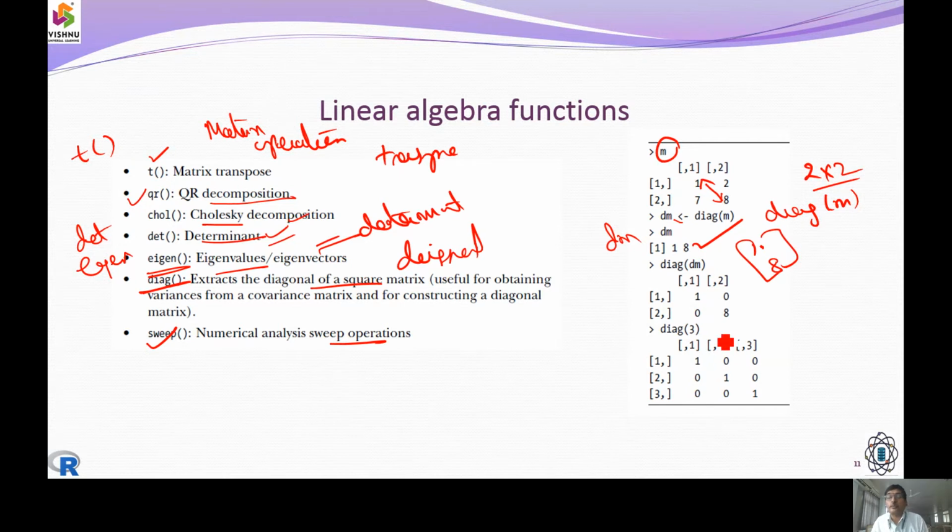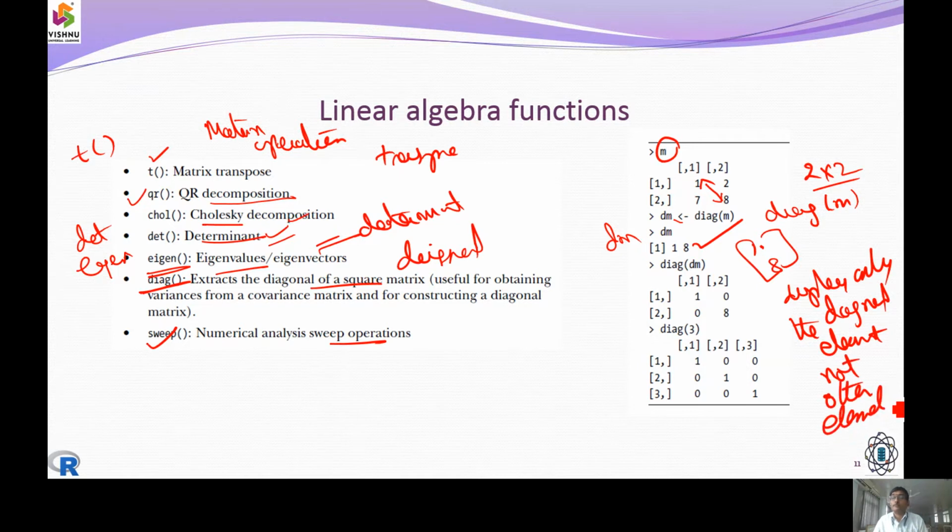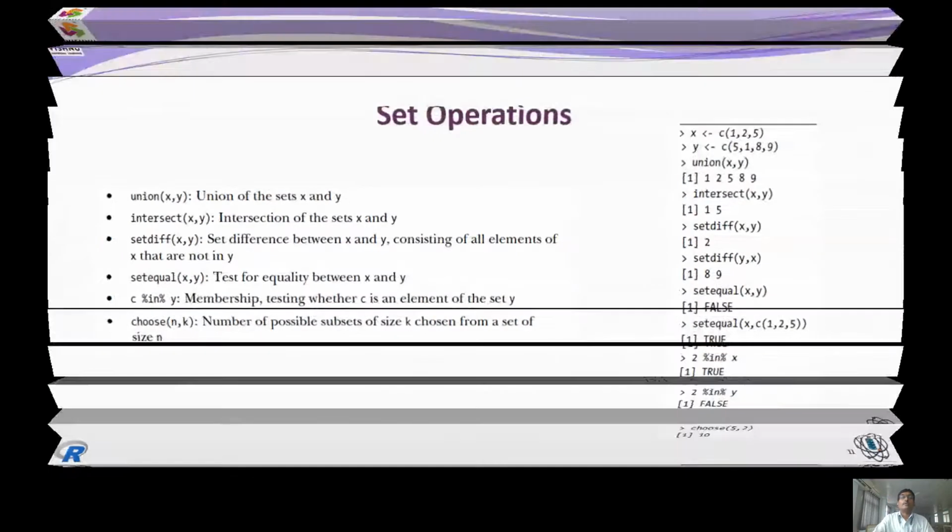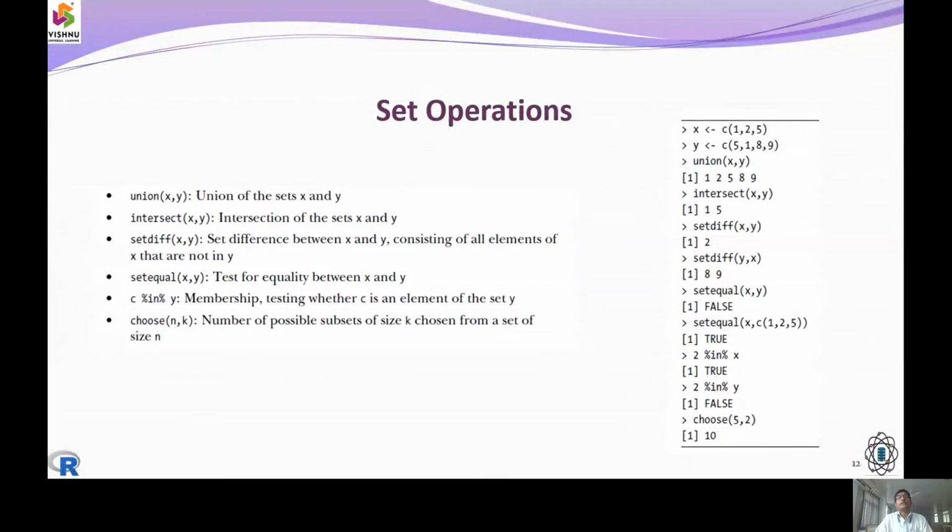Next one. Now I want to display only the diagonal elements, not other elements. Then the other elements are going to be put as 0. Diagonal elements are going to be printed out with this function called diagonal of dm. So that's how we work with diagonal matrices.